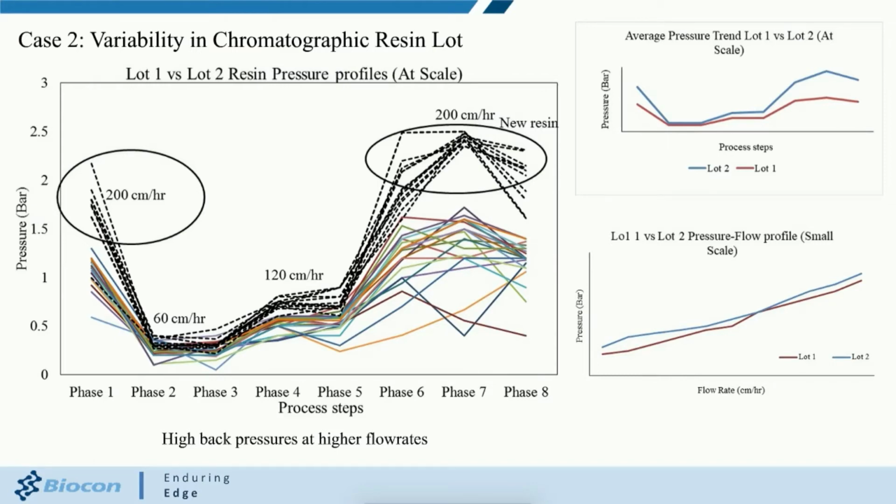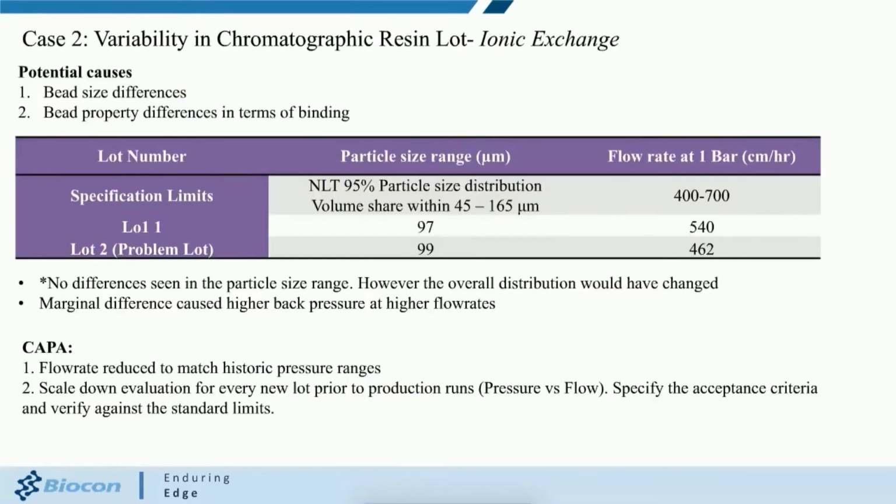We investigated to understand the cause of this higher pressure, and we took the old lot and new lot of the specific resin and generated pressure versus flow curves at small scale. In all cases, it clearly indicates that the pressure from the new lot is significantly higher than the old lot. So we further investigated with the vendor. We went back and looked at the resin certificate of analysis to see why there is a difference.